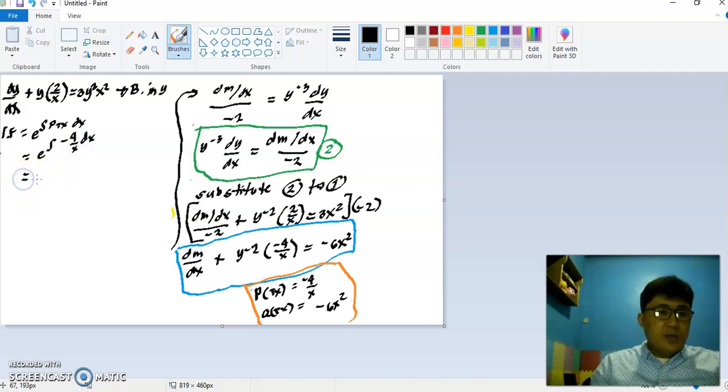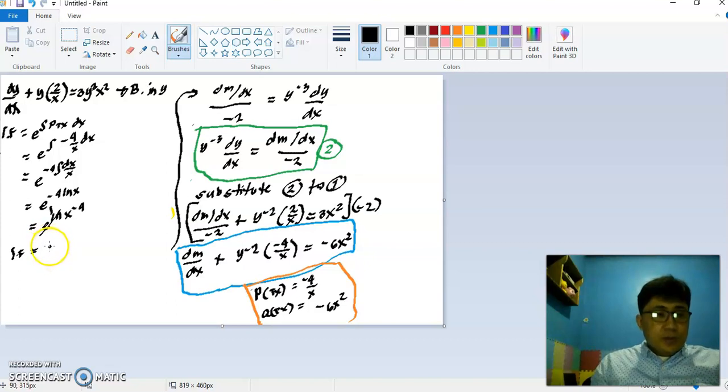Solving this, you will get e raised to the power of, move the negative 4 outside, negative 4 integral of dx over x. Obviously, we know that is ln, so negative 4 ln of x. So you have e raised to the power of ln x raised to the power of negative 4, and we know that this is equivalent to x to the negative 4. Therefore, your integrating factor is just equal to x raised to the power of negative 4.